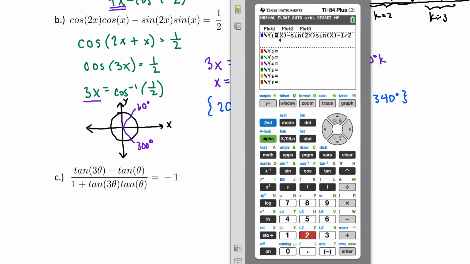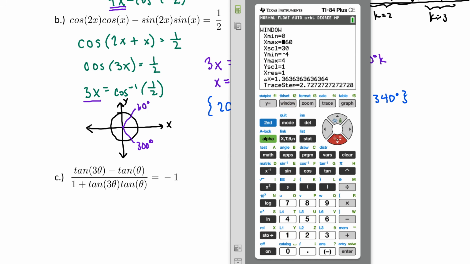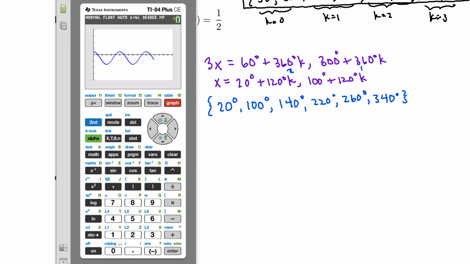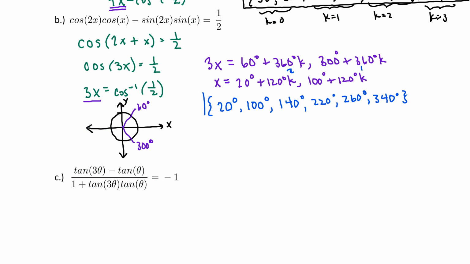That way the equation is equal to 0. Now our window runs from 0 to 360. I'm going to set the x scale to be multiples of 20 because I think that matches our solutions a little bit better. Now we came up with 6 solutions, and we have 1, 2, 3, 4, 5, 6 solutions on the graph. We could look closely and verify that the x-intercepts match the solutions to our equation.